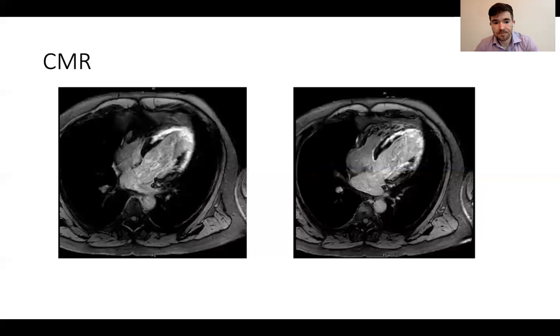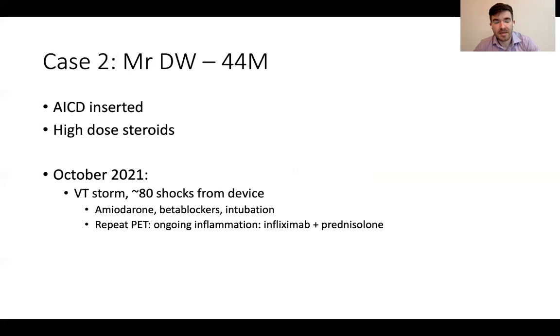suggestive of scar. Similarly, his cardiac MR showed areas of extensive circumferential late gadolinium enhancement around the apex and other areas of mid-epicardial and transmural late gadolinium. Similarly, he underwent an AICD after uptitration of antiarrhythmic medications and was commenced on high-dose steroids.